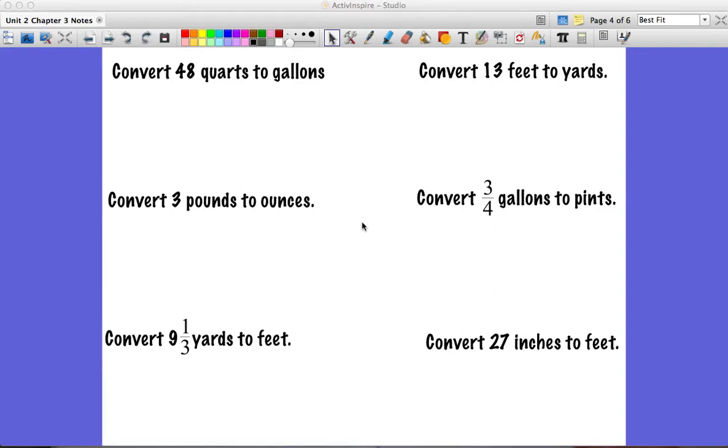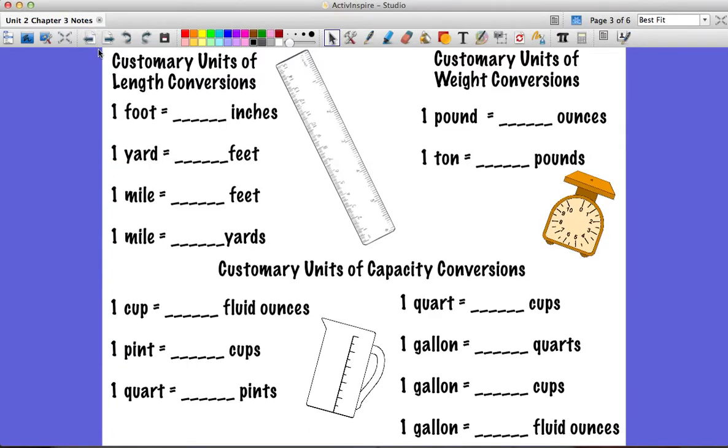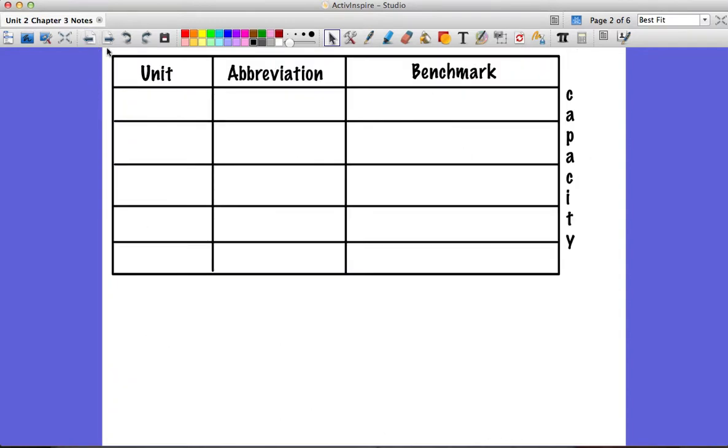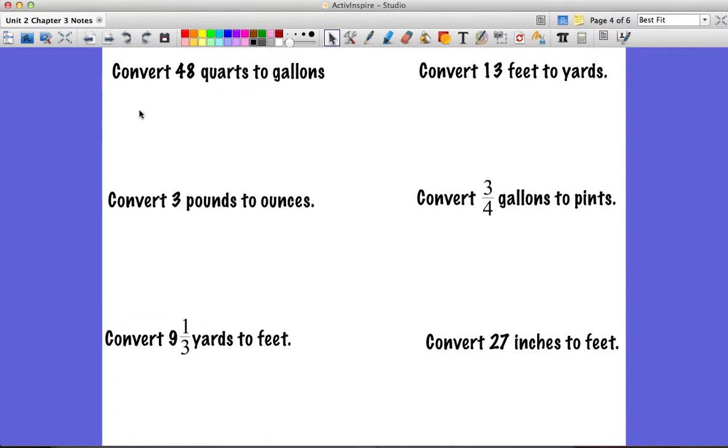Welcome to lesson 232. We're going to convert with customary units. In the first lessons, you figured out what the conversions were, and you found the benchmarks for your conversions. Now we're going to look at how to use those conversions. So you have 48 quarts and you're going to convert it to gallons.